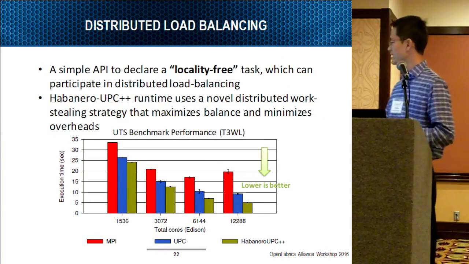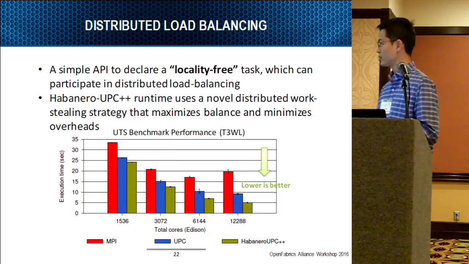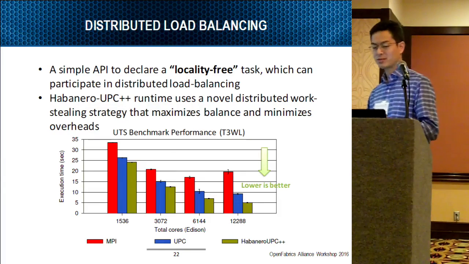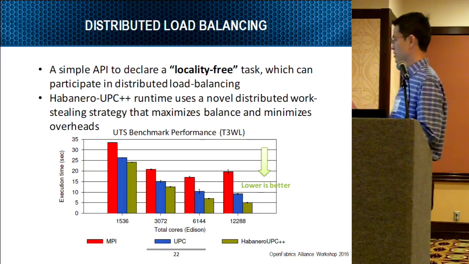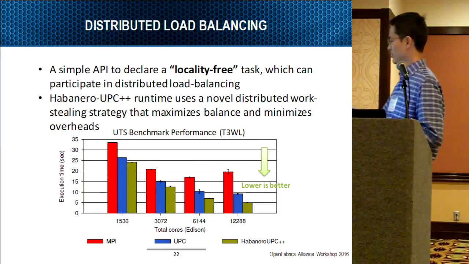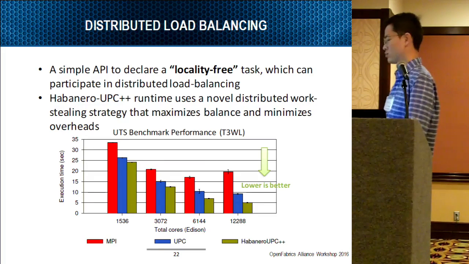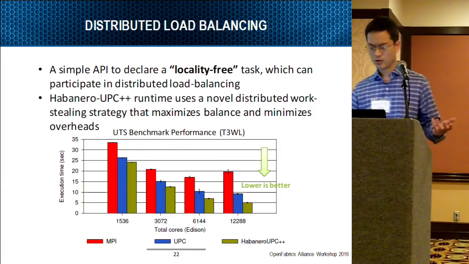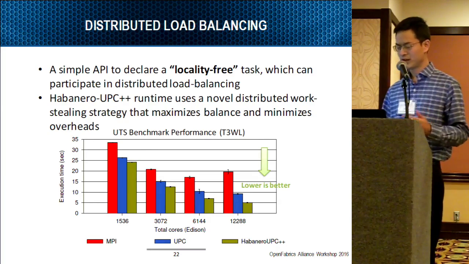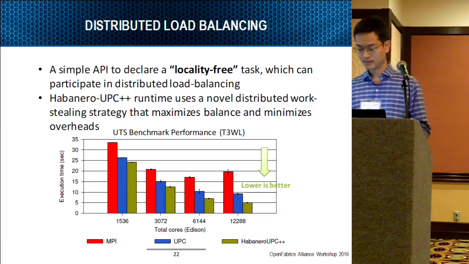So this slide shows the UTS benchmark, unbalanced tree search, with three implementations: MPI, UPC, and HABANERO-UPC++. Performance, lower is better. It scales all the way to 12K cores, and also achieves load balancing without user intervention. So, dynamic work stealing.